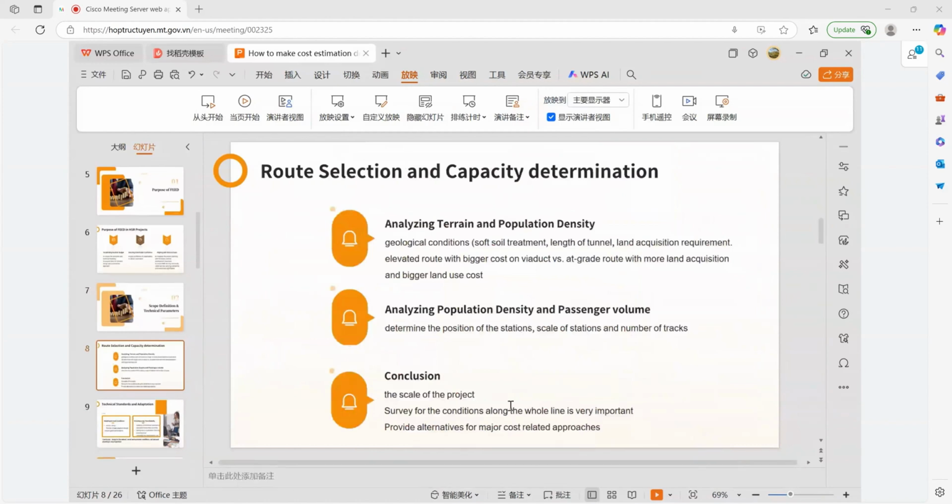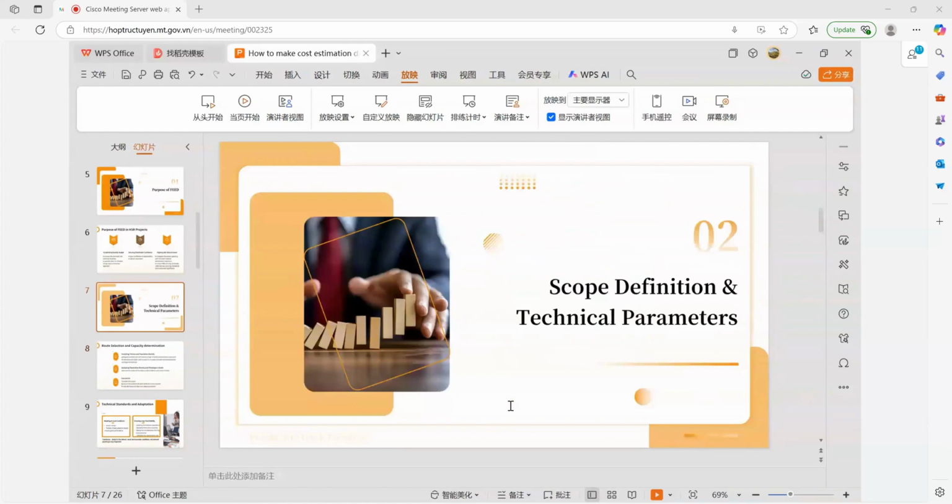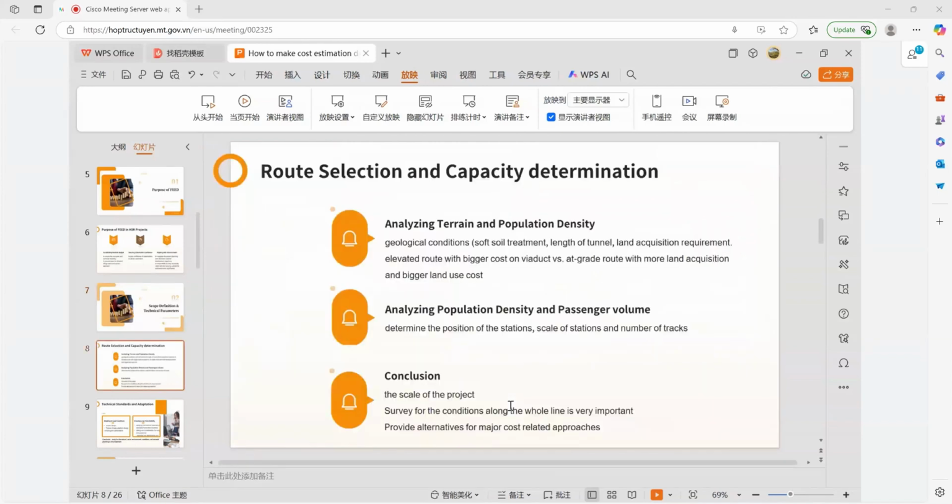Before the cost estimation, we should define the scope and the technical parameters with route selection and capacity determination by analyzing terrain and population density, because the geological conditions will have a big effect on the cost. It will determine the quantity of soft soil treatment, length of tunnel, and land acquisition requirement. So it will have a big effect on the cost.